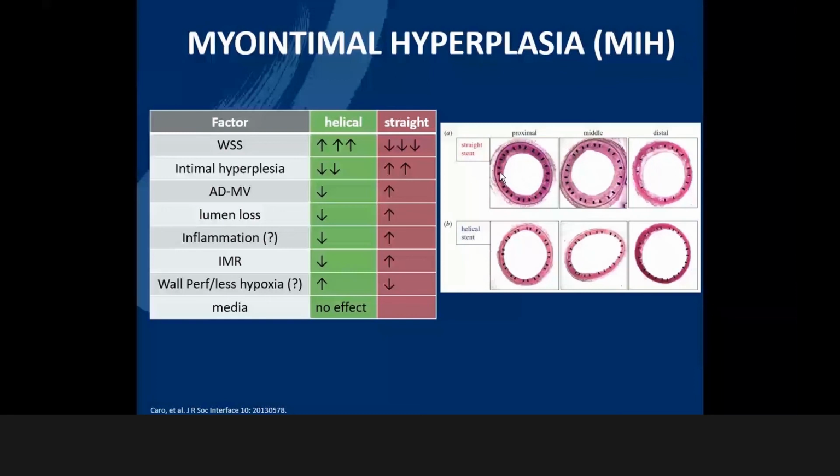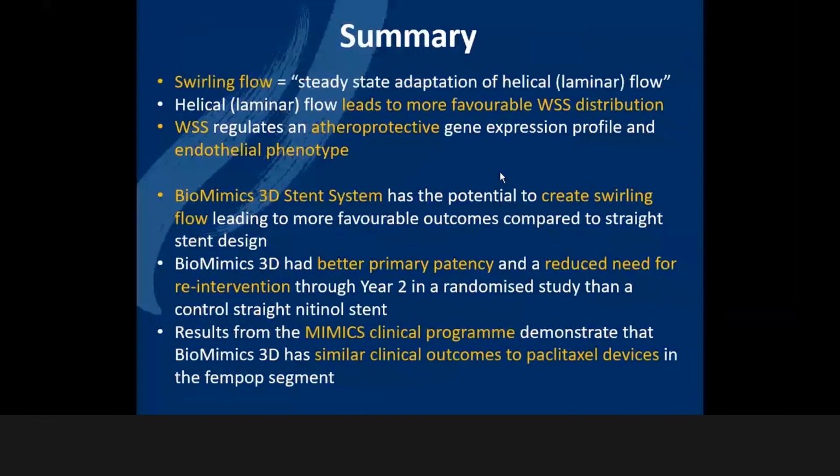So if I conclude, swirling flow is steady state adaptation of helical or laminar flow, non-directed flow. It leads to a more favorable wall shear stress distribution, and that regulates an arterioprotective gene expression in the endothelial cell. The biomimetic 3D stent system creates swirling flow, and therefore it was shown that it has a better primary patency and a reduced need for reintervention throughout year 2 in a randomized study.